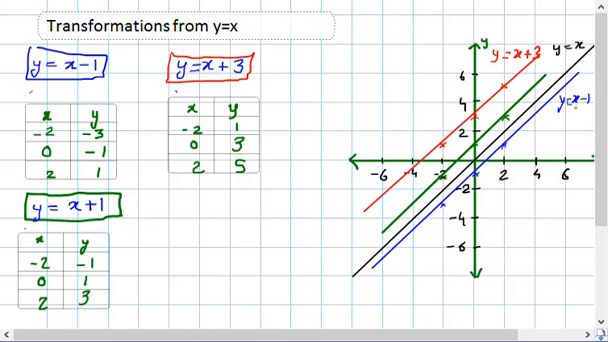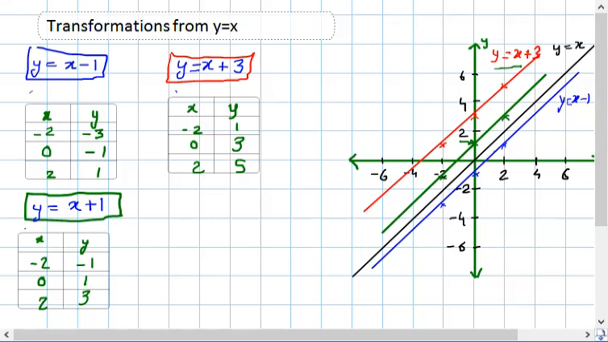that when y is equal to x minus 1, where is the line intersecting the y-axis? So here we see it is intersecting the y-axis at the point minus 1. When y is equal to x, it is intersecting the y-axis at the point 0. When y is equal to x plus 3, it is intersecting the y-axis at plus 3, and when y is equal to x plus 1, it is intersecting the y-axis at plus 1.